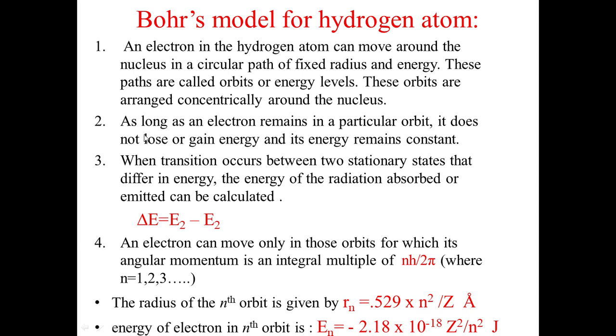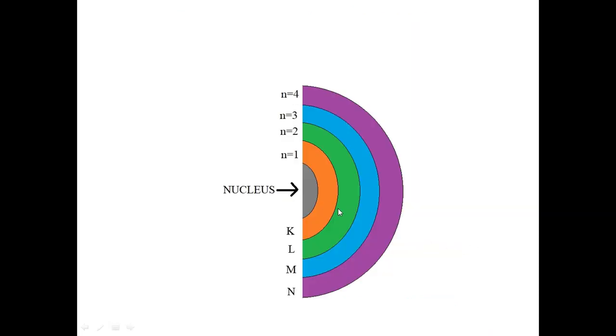Now the third: at what condition does it lose or gain energy? The condition is when the electron makes a transition between energy levels. Suppose in hydrogen the electron is present in the K shell, and suppose it jumps from the K shell to the L shell. It may also be possible that it jumps from the K shell to the M shell.